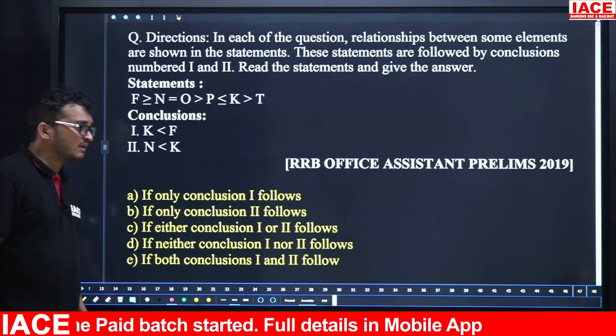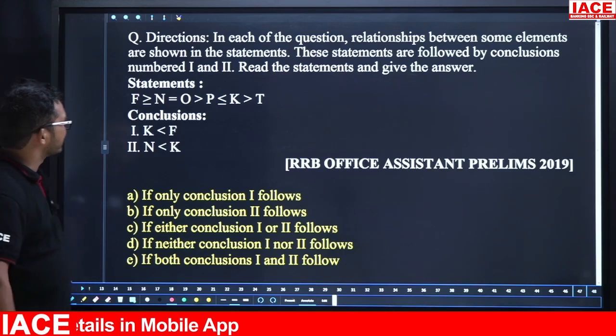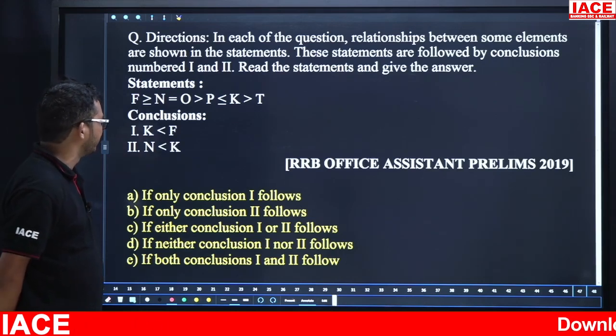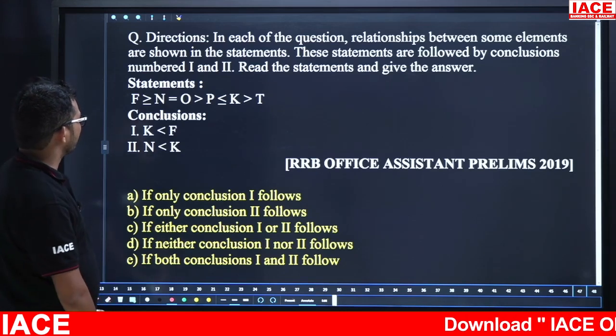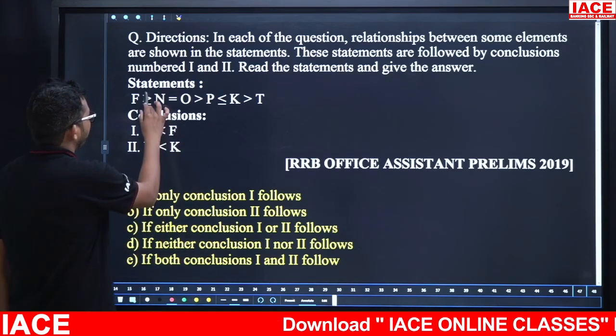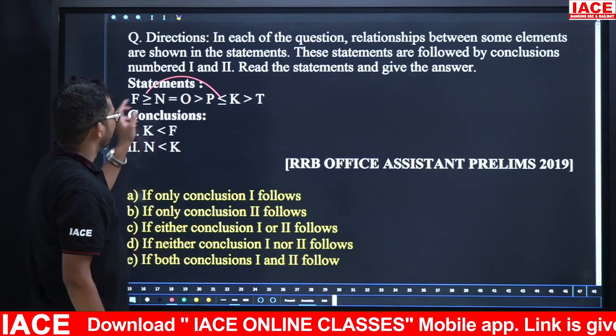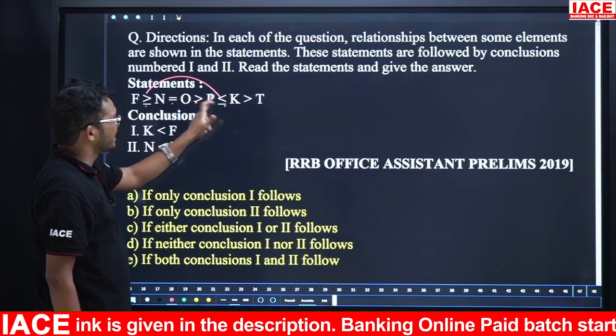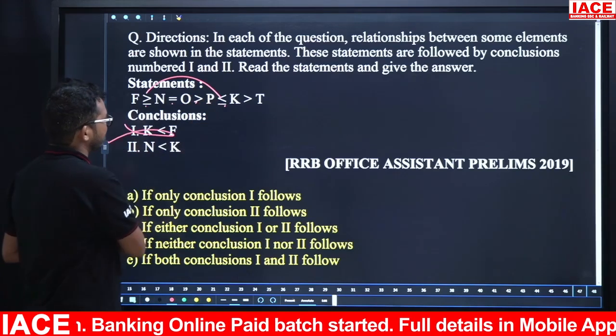Yes, time up. So take your given statement: F ≥ N, N = O > P ≤ K > T. Take conclusion number 1. Here our relation is between K and F. Between K and F, what are the symbols? Greater than or equal to, greater than, less than or equal to. Greater than and less than or equal to are opposite, so can't say.